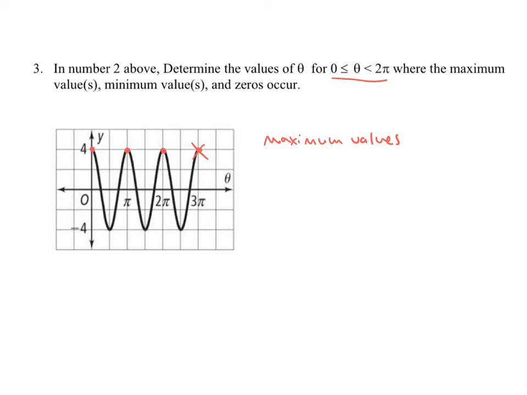So between 0 and 2 pi, we have maximum values at theta equals 0, theta equals pi, and theta equals 2 pi. Now if this graph were to keep going, we would also have them at 3 pi, 4 pi, 5 pi, and so on.